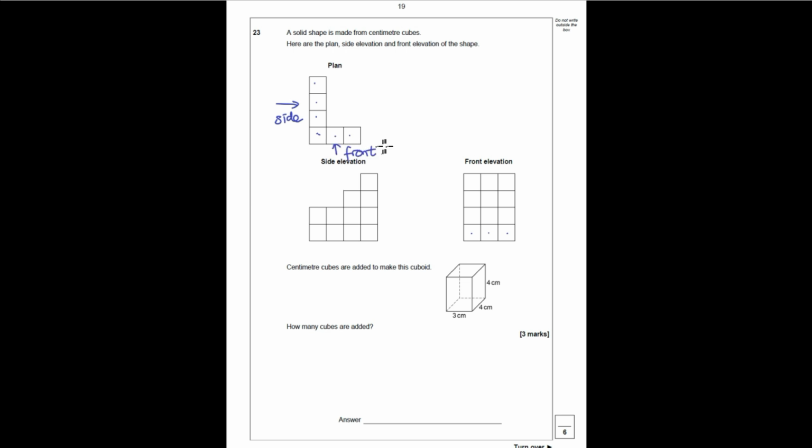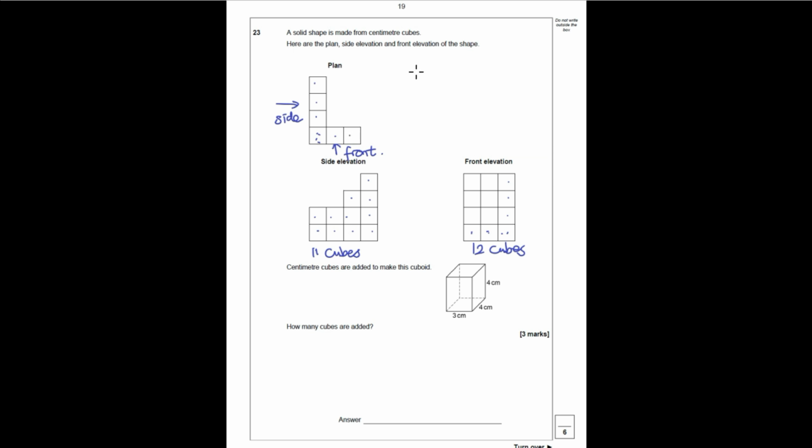Now we will see how many cubes this shape has. Start from the side. So the side is this one. It has 1, 2, 3, 4, 5, 6, 7, 8, 9, 10, 11. So from the side you can see 11 cubes. And what about from the front? From the front you can see 3 times 4, so you have 12 cubes. That means here you have 11 cubes, and in this row we have 12 cubes.